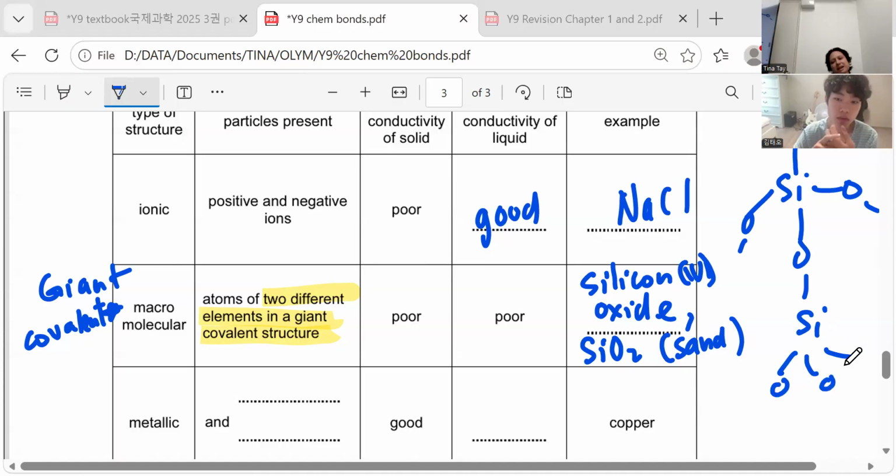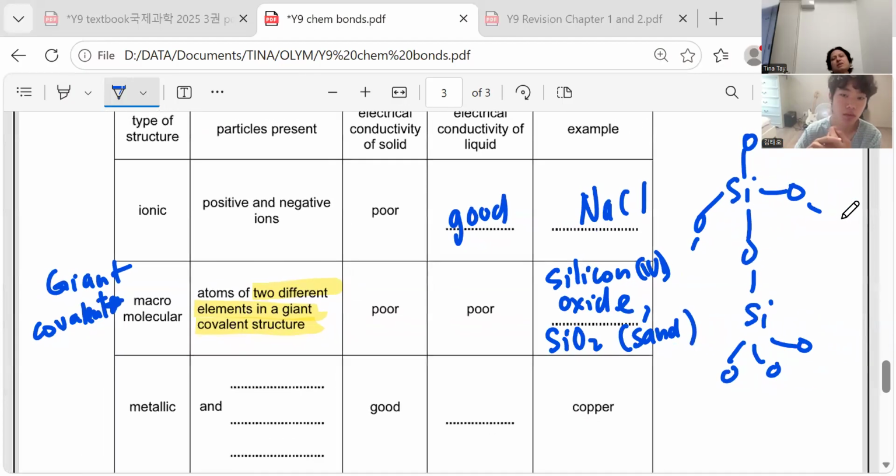So does it look the same as diamond? Yeah, it's actually the same structure as diamond, except it's a compound. It's silicon and oxygen. So it's also tetrahedral, the same shape as diamond.